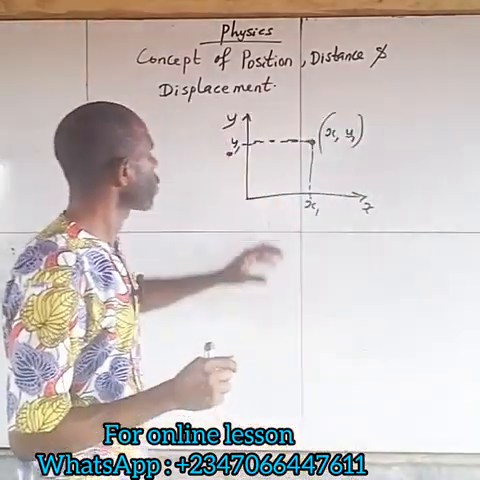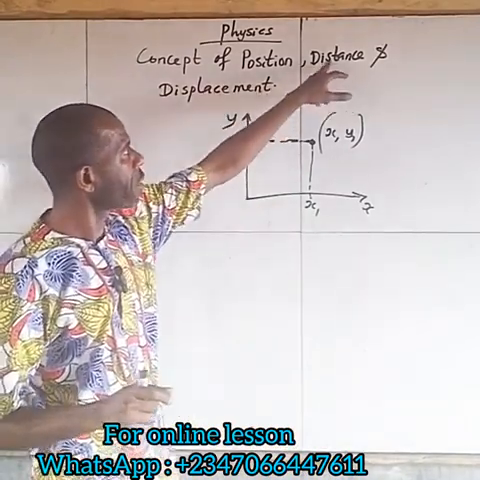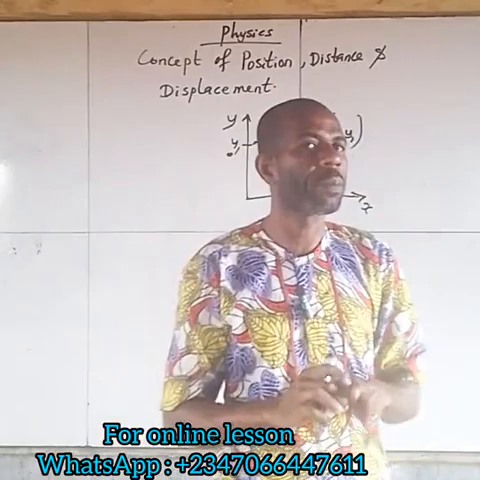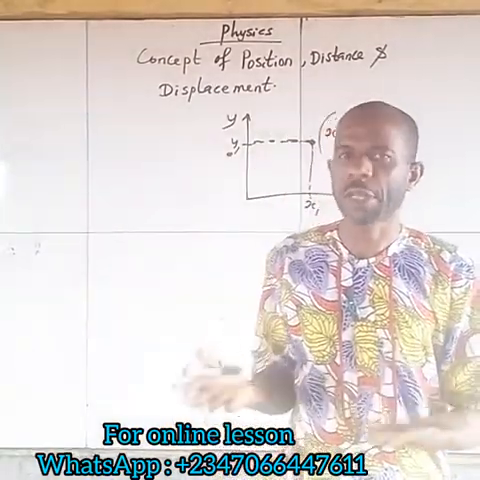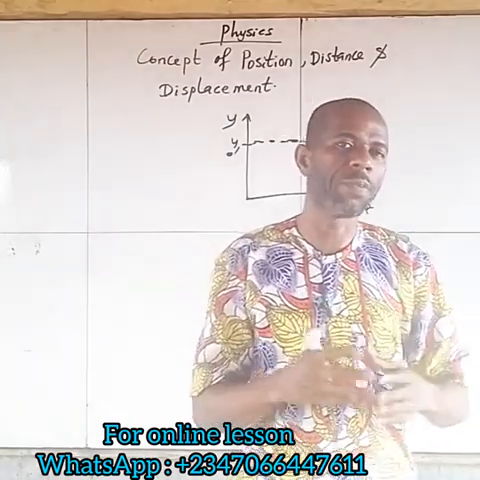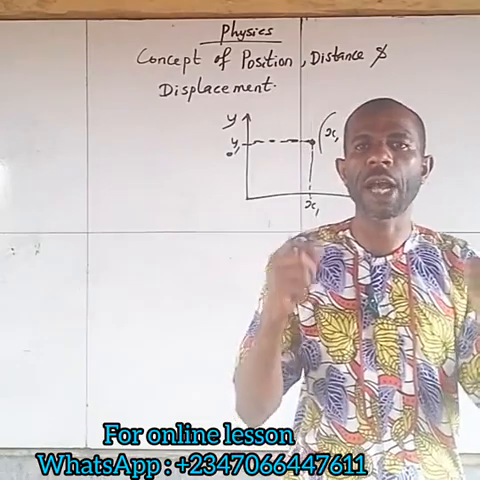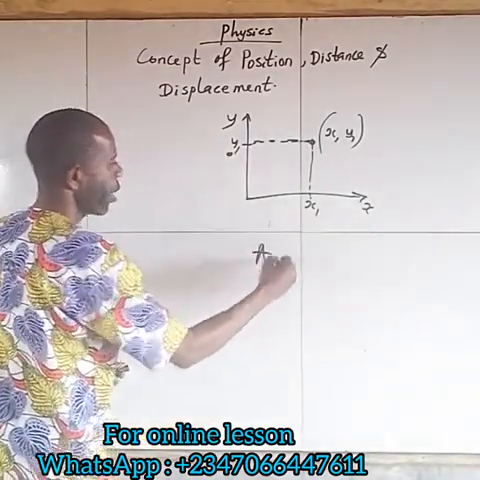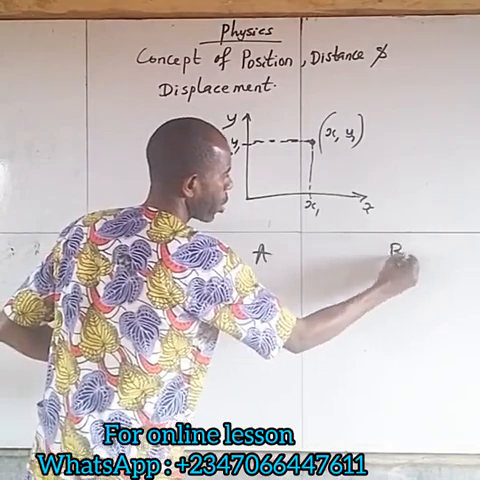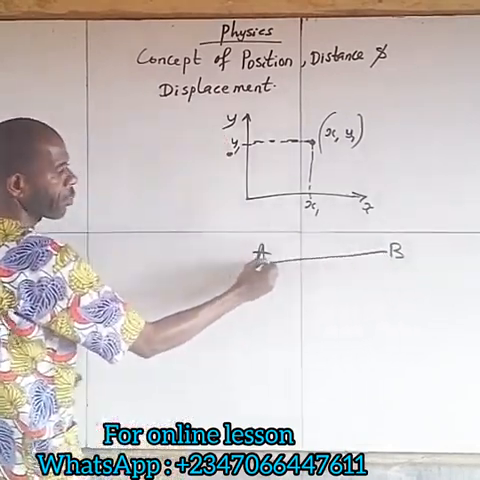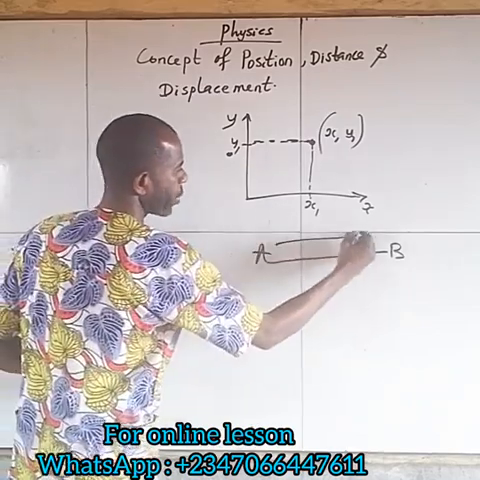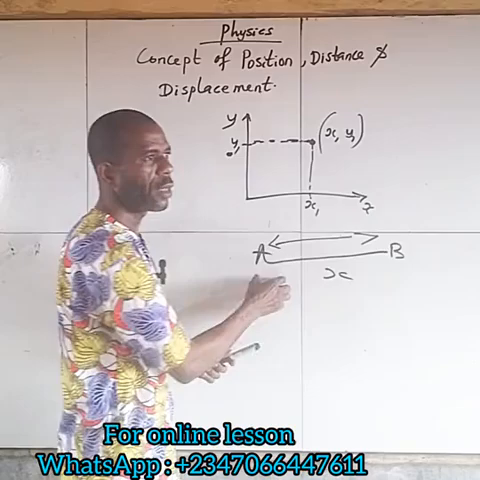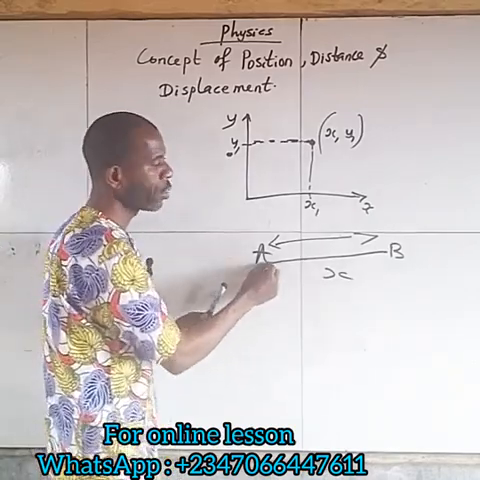But now let us look at distance. When we talk about distance, distance is a scalar quantity in the sense that it has just magnitude but no direction. Now let us define distance. Distance is a gap between two points, or a gap between two positions. Look at it here. If I have point A here, and I have another point B along this plane, from here to here is our distance. It is a gap between two points. And we say that this is a position and this is a position.